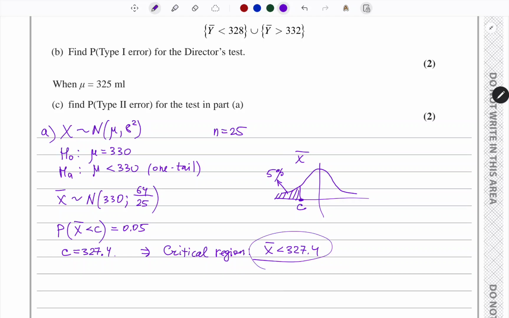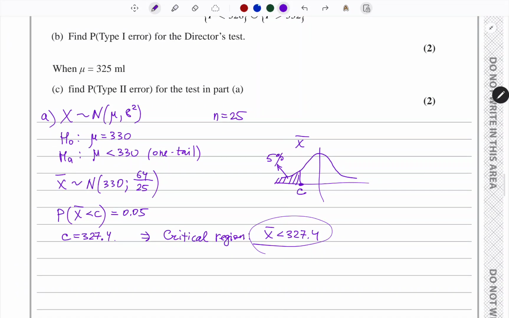If your observations are such that the mean of the 25 observations falls to the left of 327.4, then you would reject the null hypothesis. It's a rejection region. But if it's bigger, then you accept the null hypothesis.